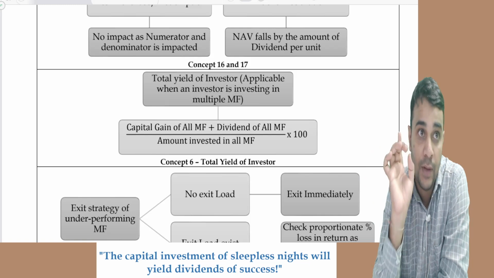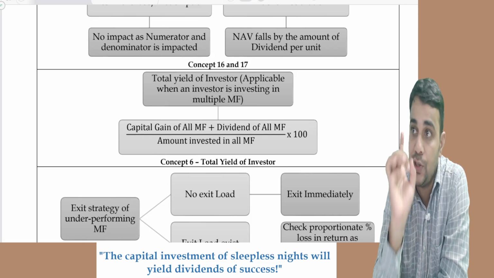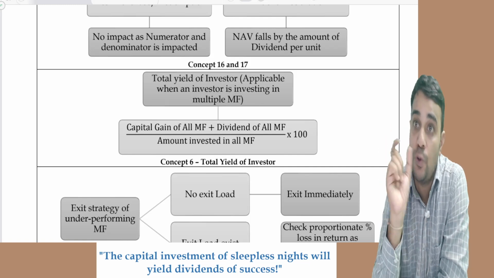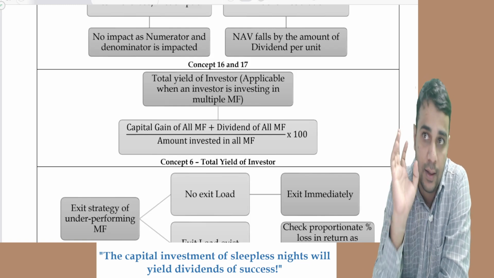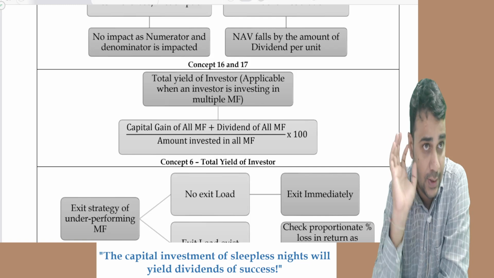Percentages can never be added. You can never add percentages. You can add only what? The absolute rupee amount. Add up everything and then calculate the return. Clear? Any doubts on this? Able to understand till this?